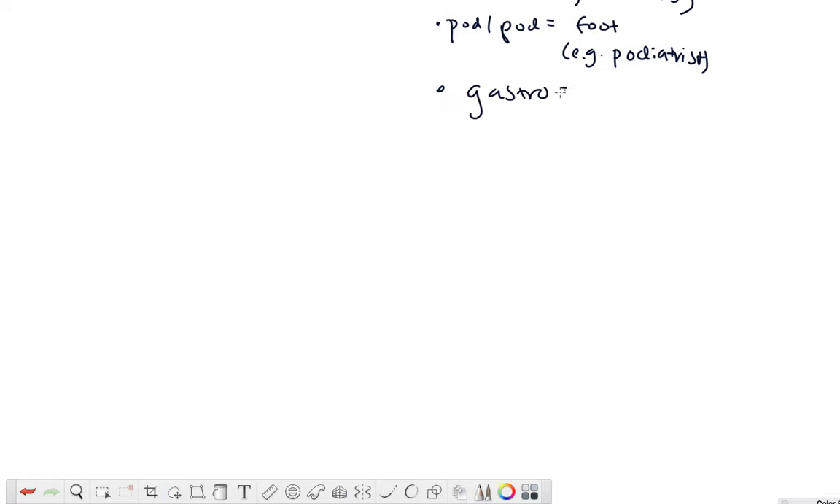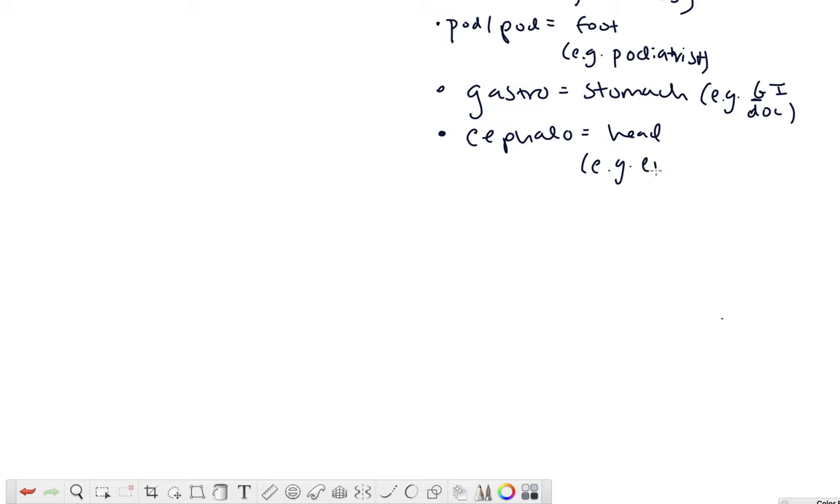Gastro means stomach. So gastro, for example, your gastrointestinal doctor, that's what GI means, or gastrointestinal tract. Cephalo means head. For example, you might have heard of encephalitis, which is like brain swelling.